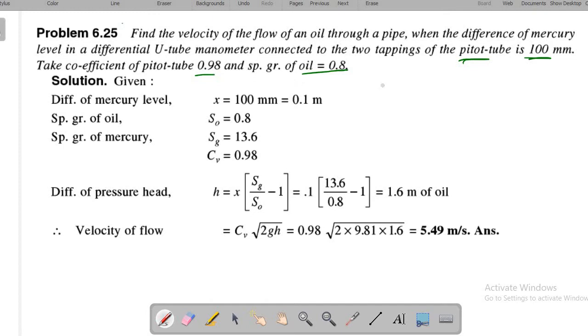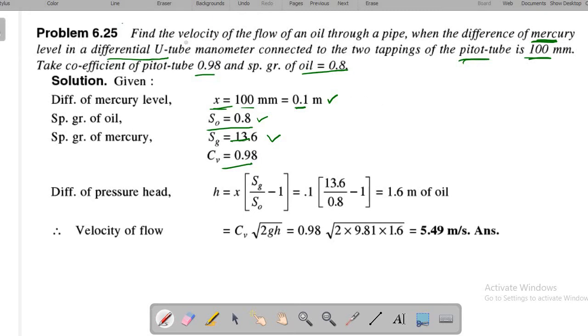Here the manometric reading is given, so I am noting it as x, which is 100 mm, which equals 0.1 meter. I have to write in meters, so I get 0.1 meter. And the specific gravity of the oil flowing in the pipe is 0.8, as they have given, and the specific gravity of the mercury: they said the differential U-tube manometer has a difference of mercury level, so that means it is filled with mercury. Cv is 0.98. Actually we have the formula.